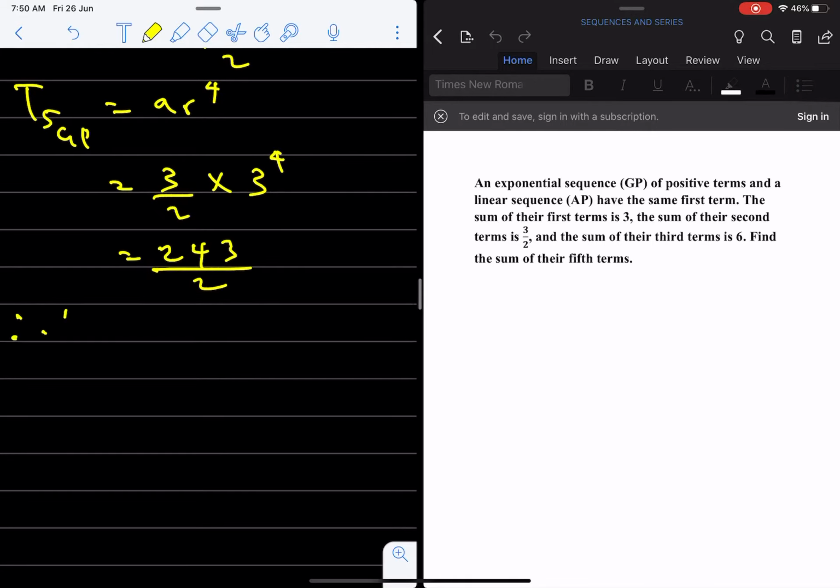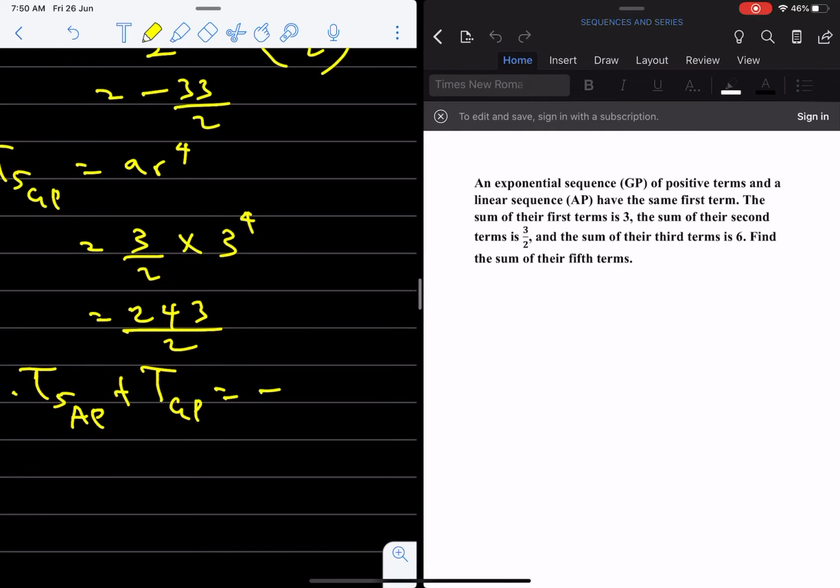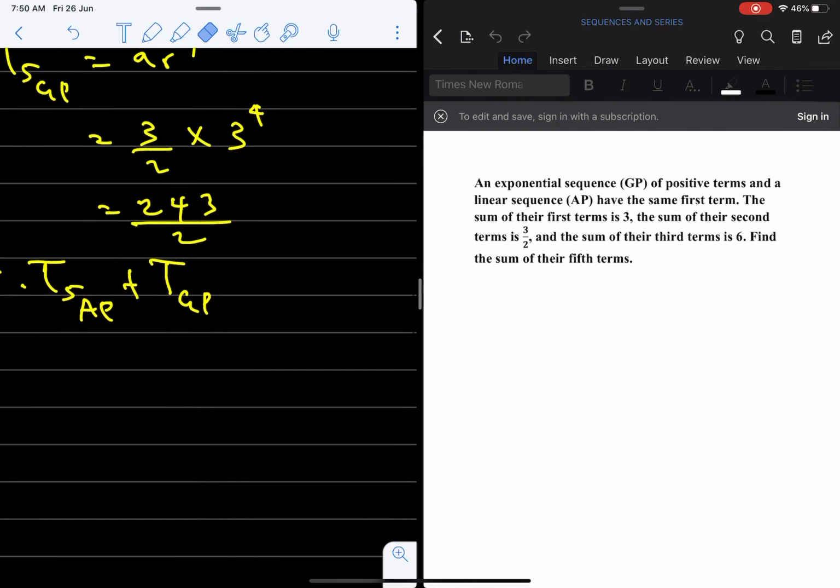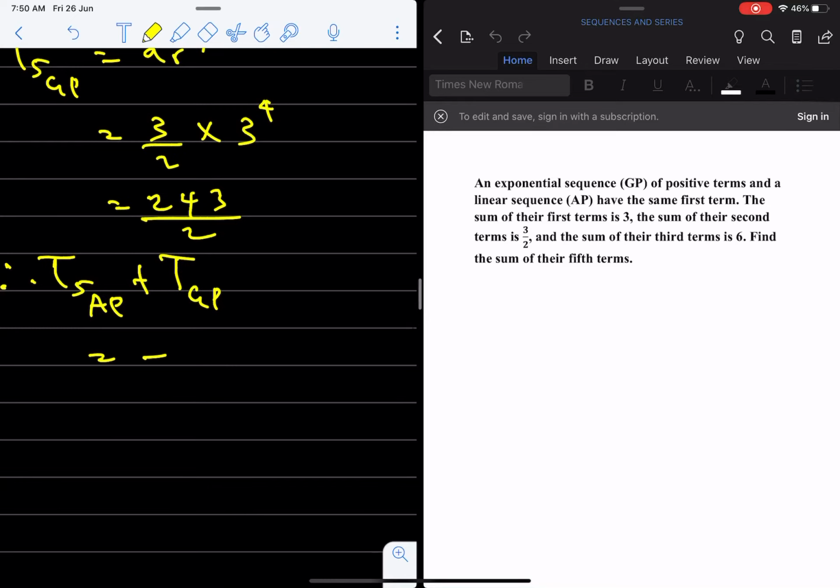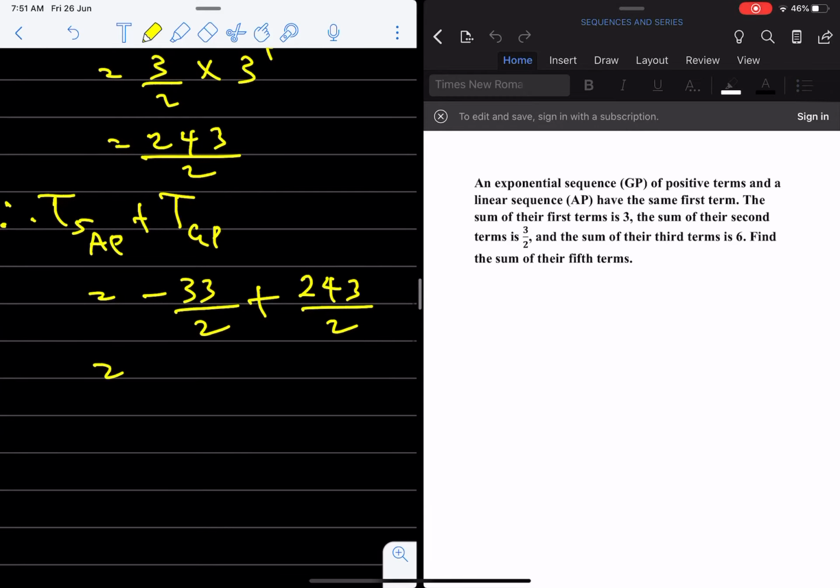So now, therefore, the sum of the fifth term of the AP and the fifth term of the GP is minus 33 over 2 plus 243 over 2. And that's obviously 210 over 2, which is 105.